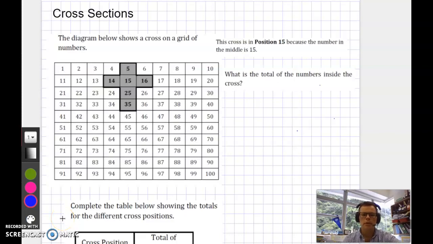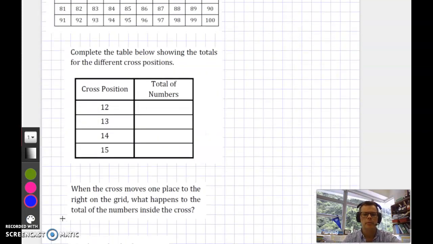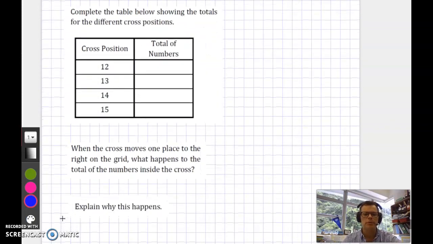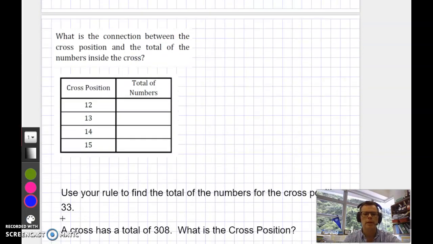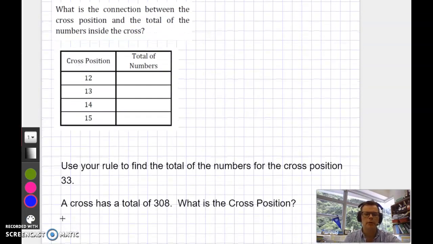Okay, so we're going to look at cross sections. We're going to give you a chance to answer these questions before I go through the solutions. So press pause now and have a go at the first question there. Move down and again, press pause, have a go at that question there. Again, press pause and have a go at these questions.